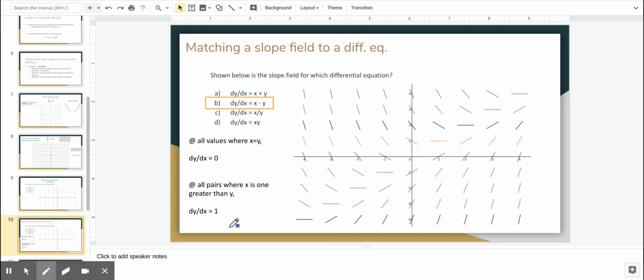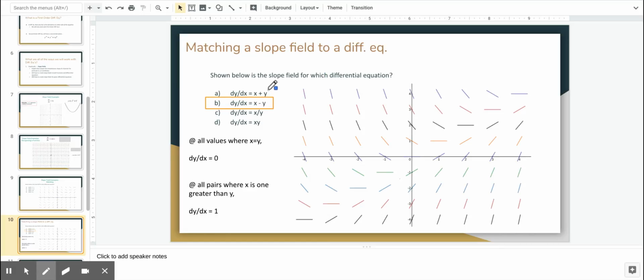So dy dx equals 1. 2 minus 1 is 1. 1 minus 0 is 1. 0 minus -1 is +1. And it looks like these lines do have a slope of 1. And so putting those two pieces together and looking at my other options, B was the only valid choice.